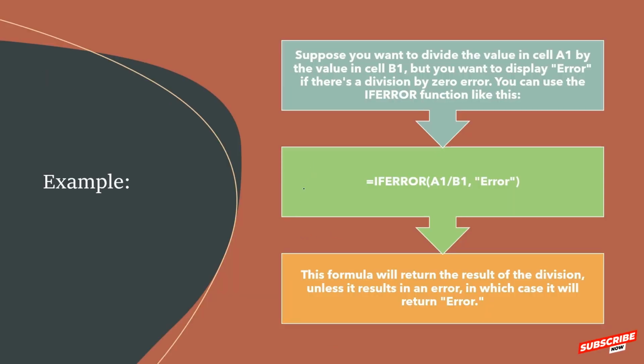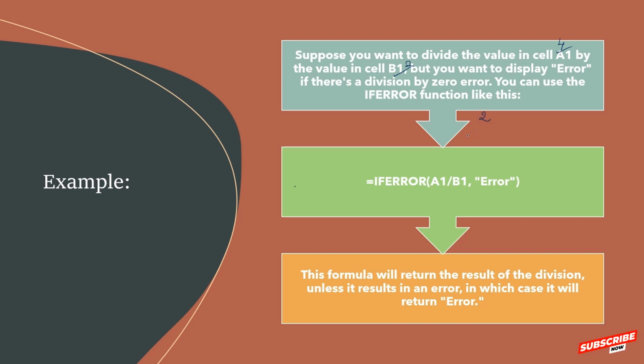Suppose you want to divide the value in cell A1 by the value in cell B1. Suppose we have values in two cells, one value in A1 and another value in B1. But you want to display error if there is a division by 0 error. Suppose A1 has value 4 and B1 has value 2. Then without any error, the operation will proceed and the value it will return is 2, right?